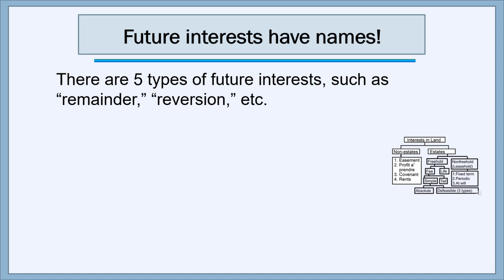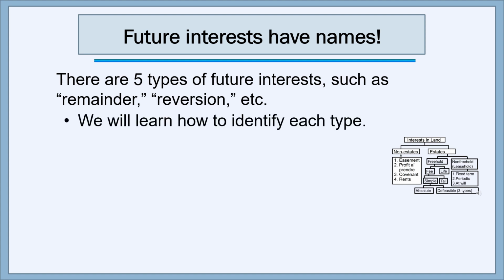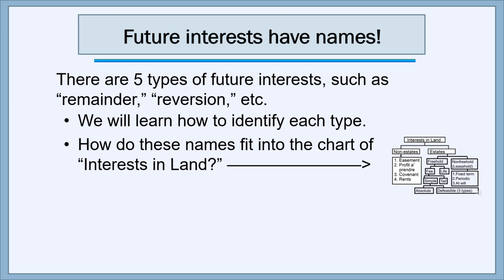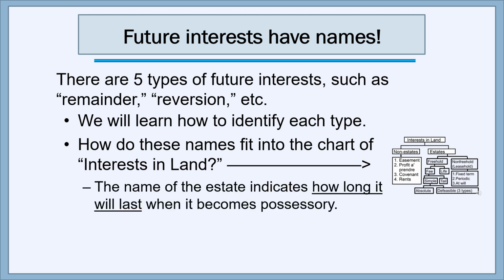Now, there are 5 kinds of future interests, and each of them has a weird name, like remainder or reversion. One of the things we're going to do later in this video is learn how to identify each type of future interest. Before we do, you might ask yourself, how do these future interest names fit into the chart of interests in land that we did back in video number 5? Well, the answer is that they don't fit at all because they're describing a different characteristic.